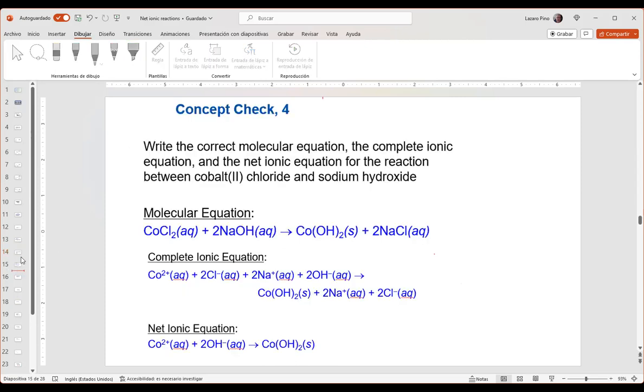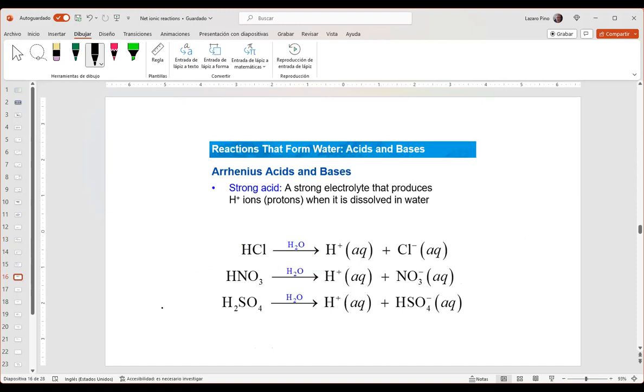Let's continue. Here we have a complete example of what I was telling you. Here we have the molecular equation. You have the complete ionic equation. And here you have the net ionic equation. Okay? Now let's go to the following one.